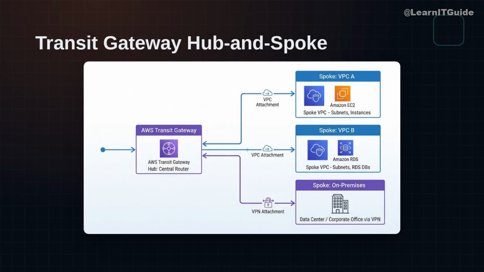Let us look at how this works internally. The transit gateway sits in the center. All your VPCs and your on-premises network connect to this single point. When VPC A wants to talk to VPC B, it sends the packet to the transit gateway. The gateway looks at its centralized route table and forwards the traffic to the destination. It is clean, it is centralized, and it is incredibly fast.